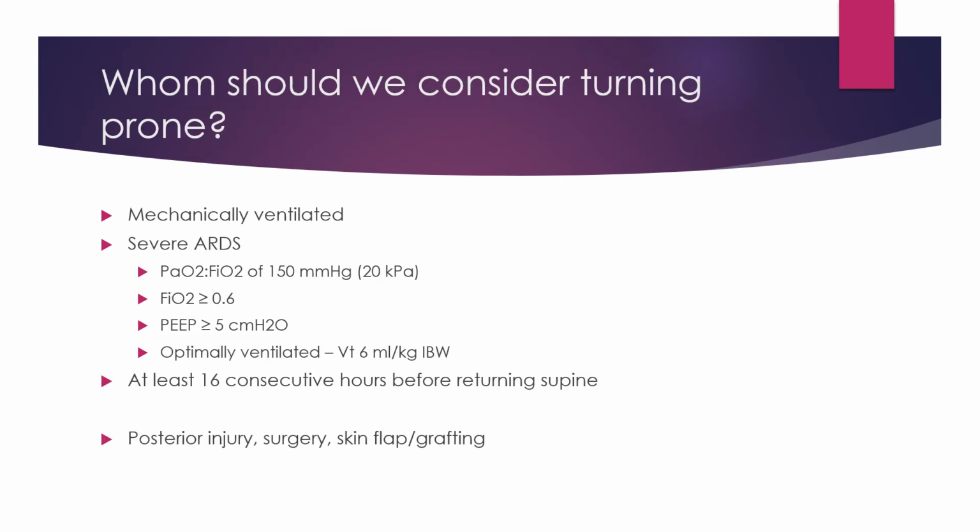So whom should we be considering turning prone? Well, mechanically ventilated patients with severe ARDS, and by severe ARDS I mean someone with a PF ratio of 150 millimeters of mercury, that's about 20 kilopascals depending on the units you're working in, who is receiving at least 60% oxygen, at least 5 centimeters of water of PEEP, and is optimally ventilated, by which I mean a tidal volume of approximately 6 mils per kilo ideal body weight.